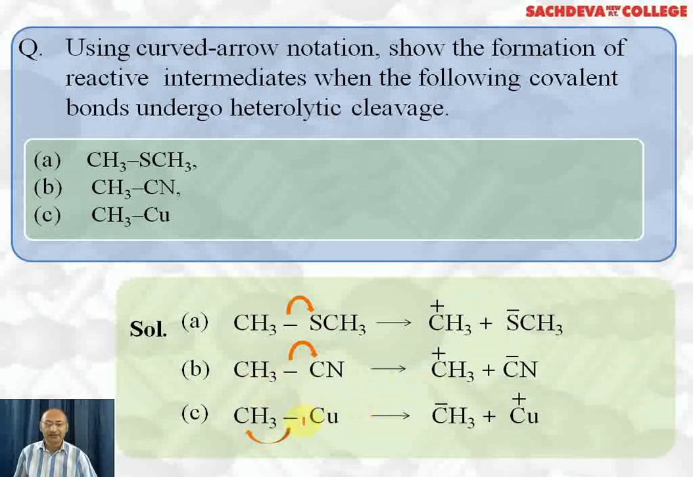Here, copper is electropositive and CH3 is electronegative. So CH3 will take the shared pair of electrons, forming a carbanion, or CH3 negative ion, and a cuprous ion will be formed. Copper will acquire one positive charge. That is the way heterolytic cleavage takes place. Heterolytic cleavage will take place in polar compounds and negative charge will be acquired by the more electronegative element containing group, whereas the less electronegative element containing group will become positively charged. So heterolytic cleavage leads to the formation of ions.